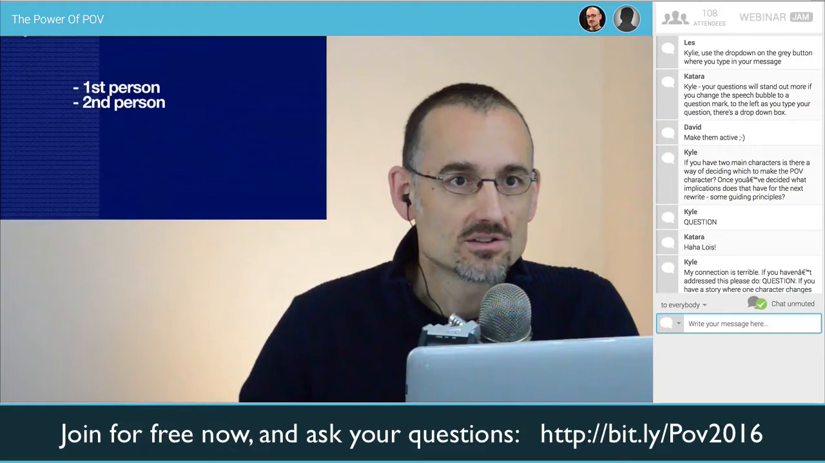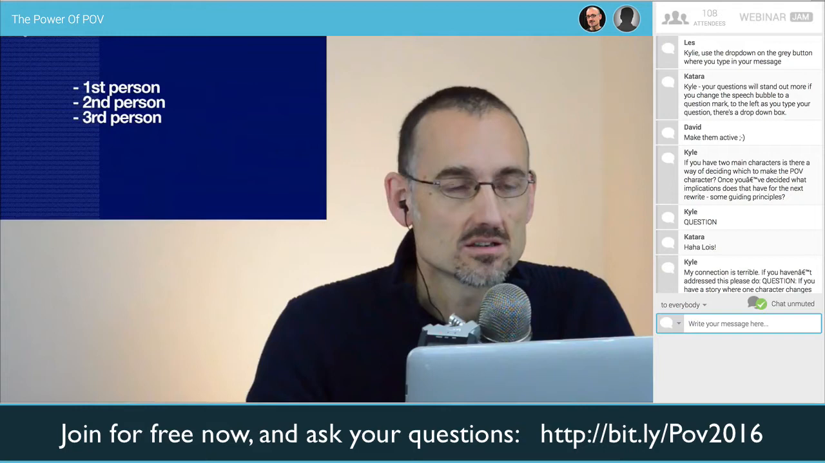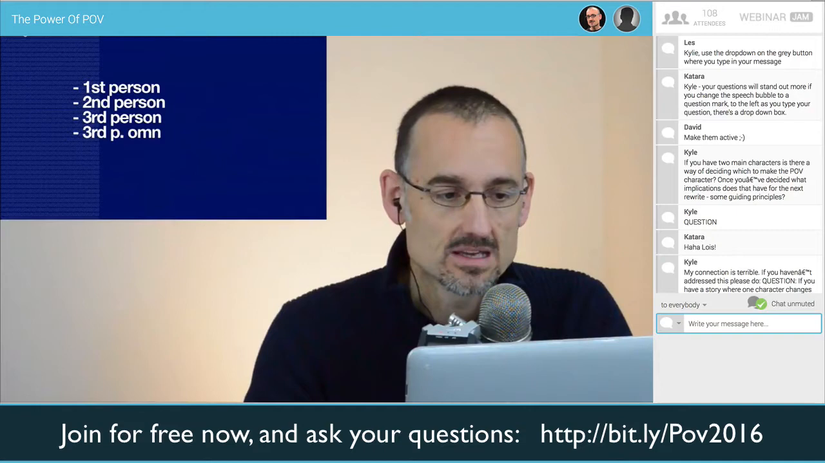Third person is more common in literature, fiction, not so much in film. It does exist when you have a narrator telling the story about our main character. But very often we go back to the main character to identify in the first person. Now, third person omniscient, I'm not going into this. That's something you should read in the ebook.